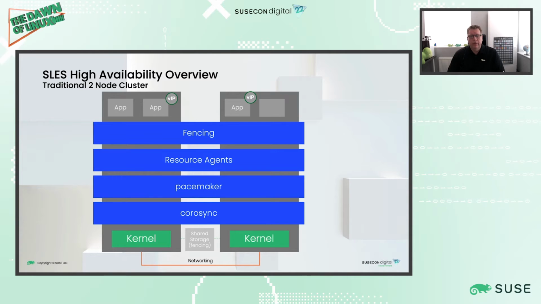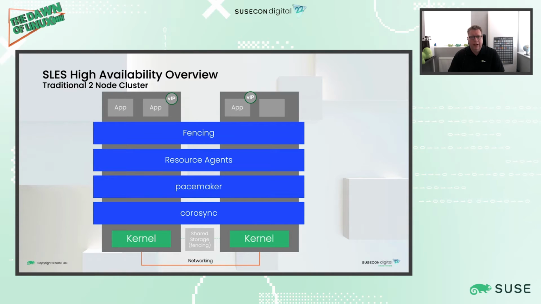Now, during a failure of a node, whether it's a rack or the data center, depending on how your cluster is designed, both the application and that virtual IP address will be moved or restarted on another node within the cluster itself. Now, the blue blocks represent the SUSE HA components. So at the bottom of the stack there, we have something called Corosync.